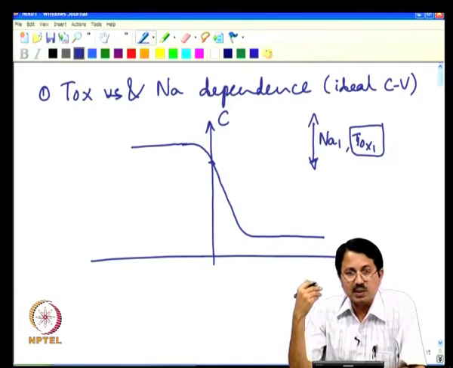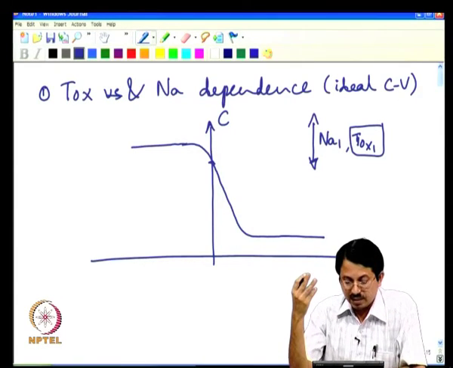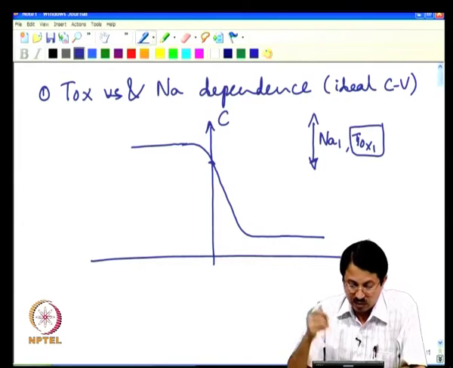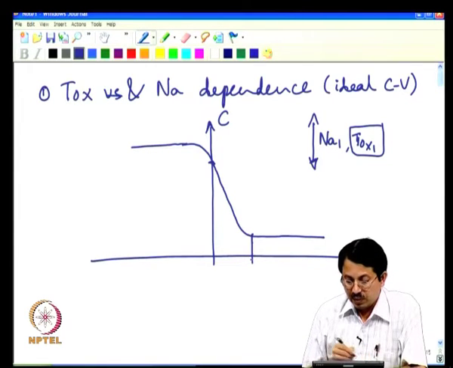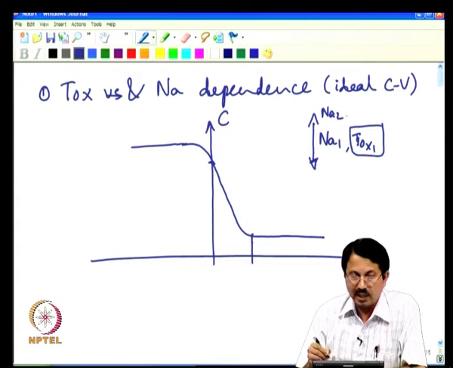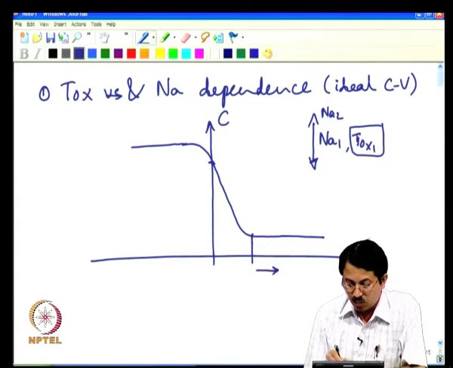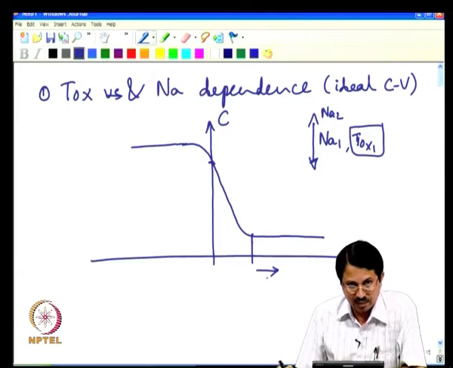What you would expect because of that is that your threshold voltage should increase, as we have discussed in very early lectures of this course. Threshold voltage has a very strong dependence on substrate doping concentration. If your threshold voltage corresponding to Na1 is here, your threshold voltage corresponding to Na2, which is higher than Na1, will certainly move to the right, because it will have a higher threshold voltage.